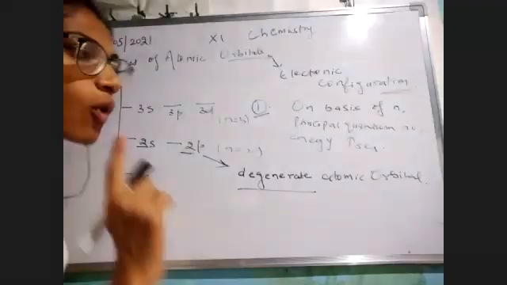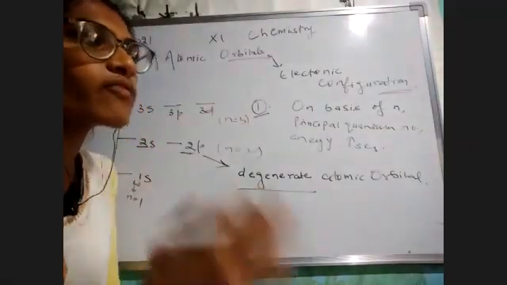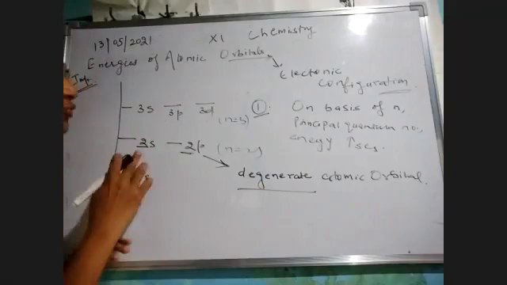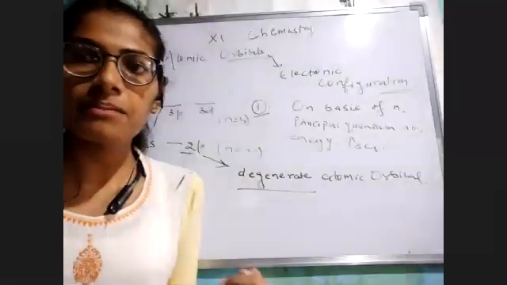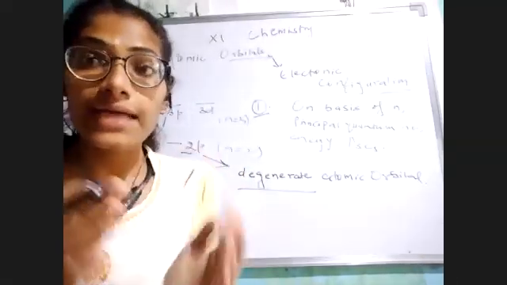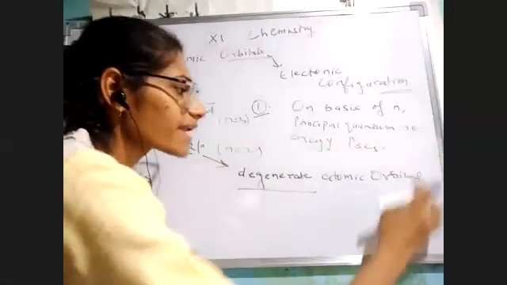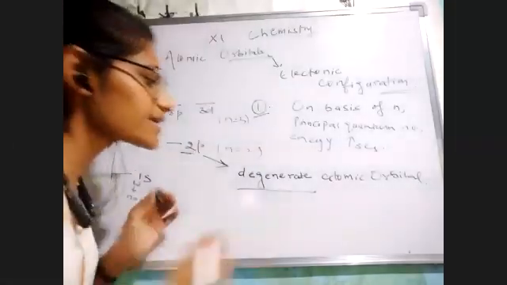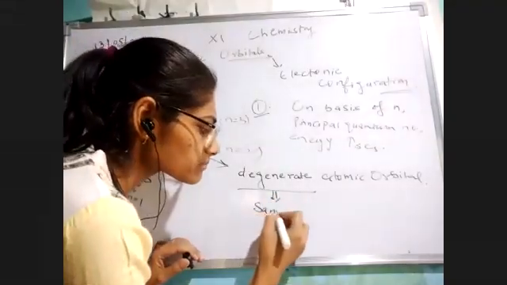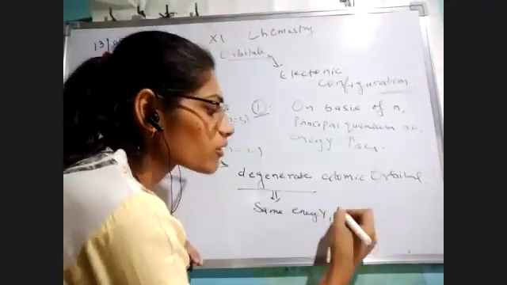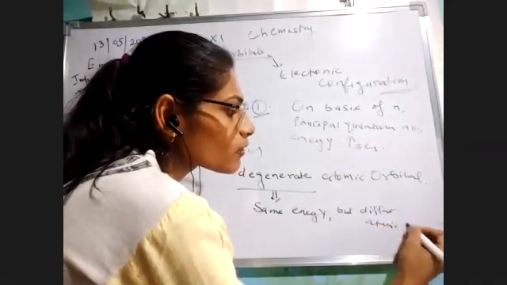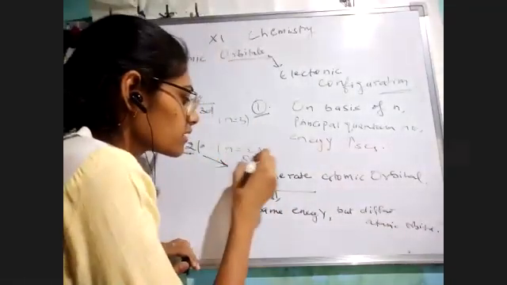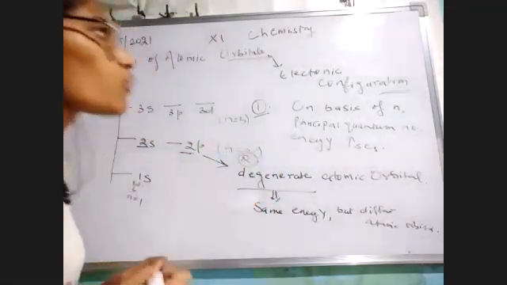So there is not only one orbital, there are more than one atomic orbitals, like 2s, 2p, like 3s, 3p, 3d. The same goes for the 4th quantum number, 4s, 4p, 4d, as well as 4f. These are all known as degenerate atomic orbitals. That is the same energy, but different atomic orbitals. So this was the second rule, or second law, on the basis of which we can put our energies.